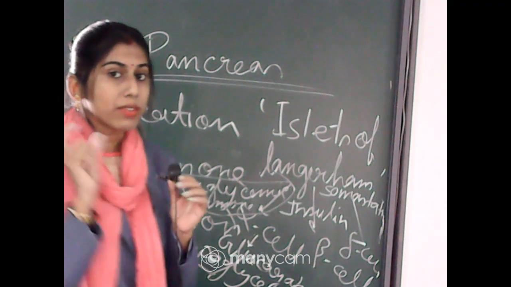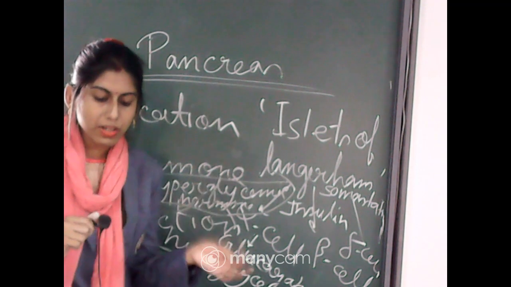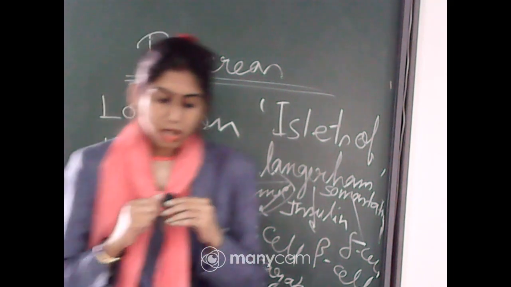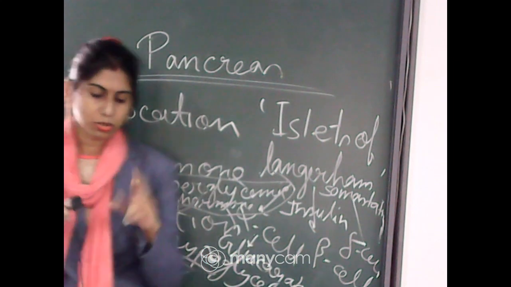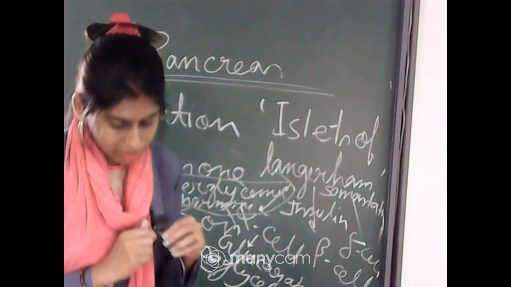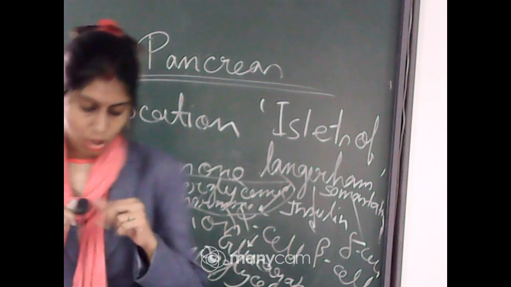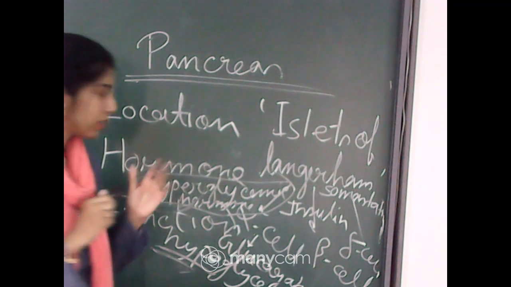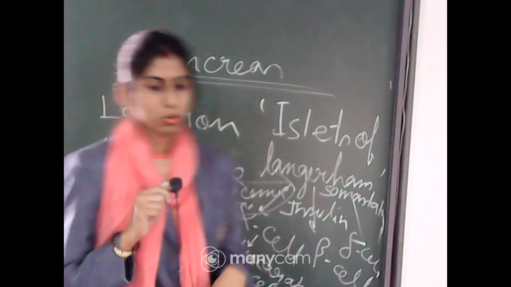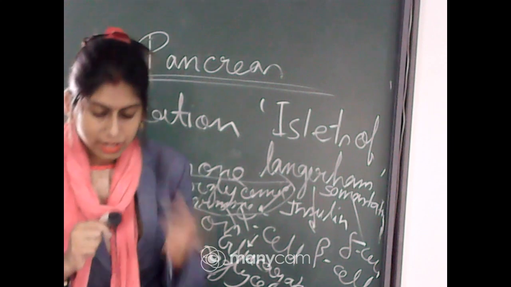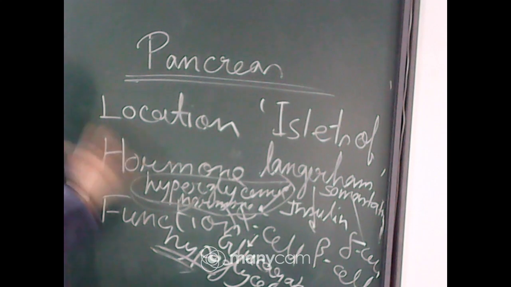Conversion of glucose to glycogen is termed glycogenesis, and conversion of glycogen to glucose is called glycogenolysis. You have to remember these two terms: glycogenolysis and glycogenesis. One is conversion of glucose to glycogen and the other is conversion of glycogen to glucose. So insulin will help to convert glucose into glycogen, and glucagon will convert glycogen to glucose. That is why they act as antagonists to each other. So the glucose homeostasis is maintained.